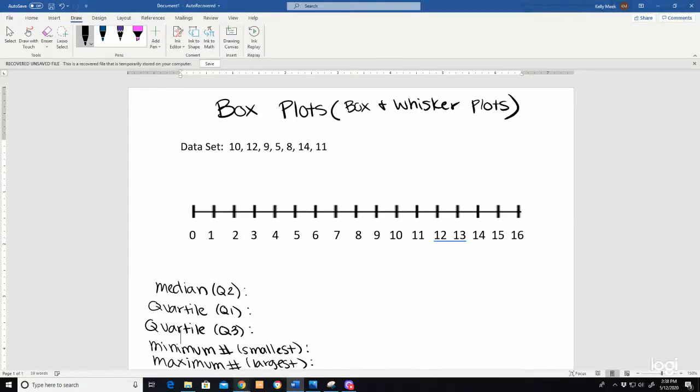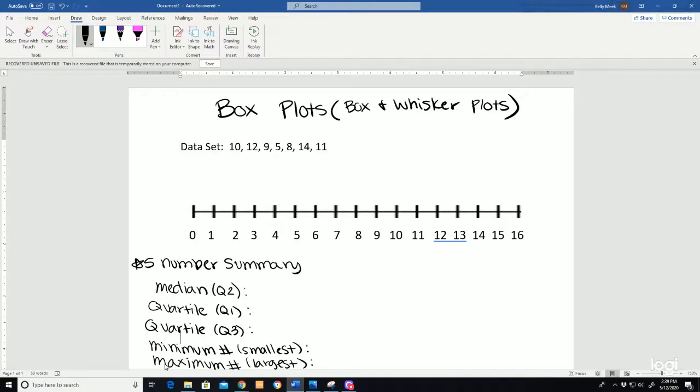All right, the reason why it's called the 5-number summary is because there are 5 numbers here. 1, 2, 3, 4, 5: median, quartile 1, quartile 3, minimum, maximum, a total of 5. There are 5 numbers you have to know in order to make a box plot. So let's first start off by finding the median, because if I start with that, I'll be able to figure out Q1 and Q3 as well.